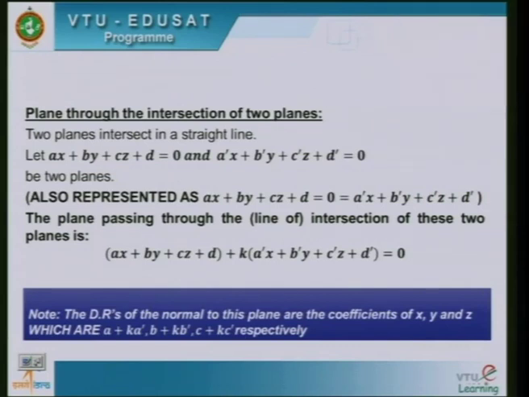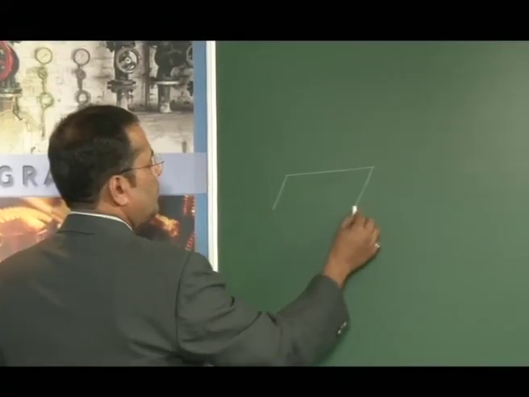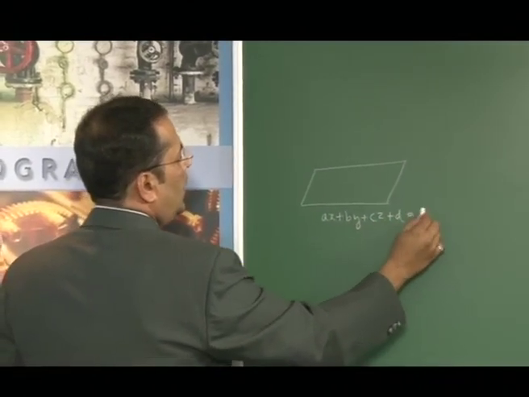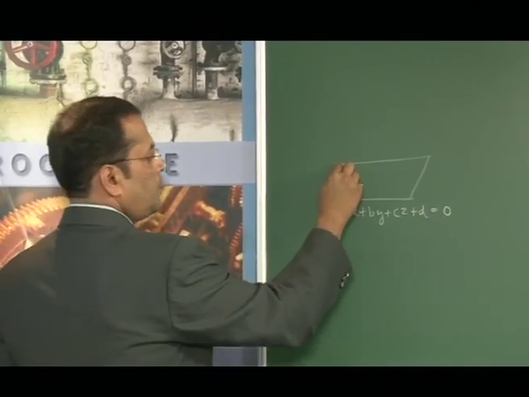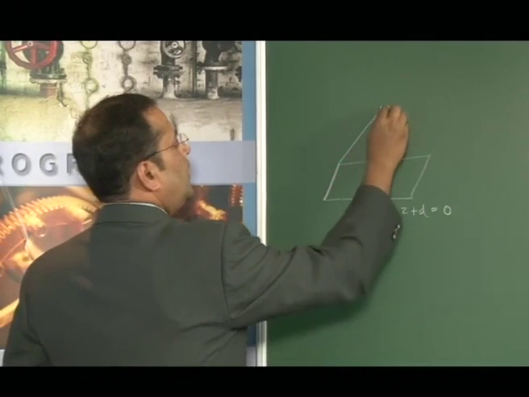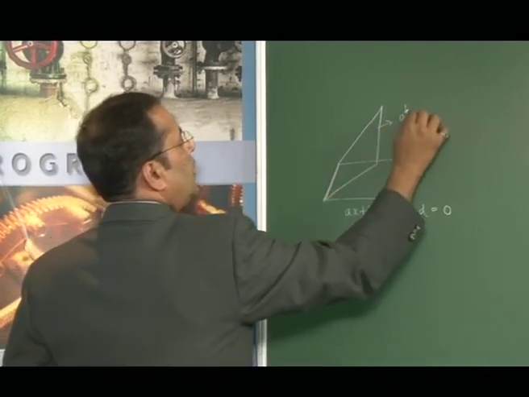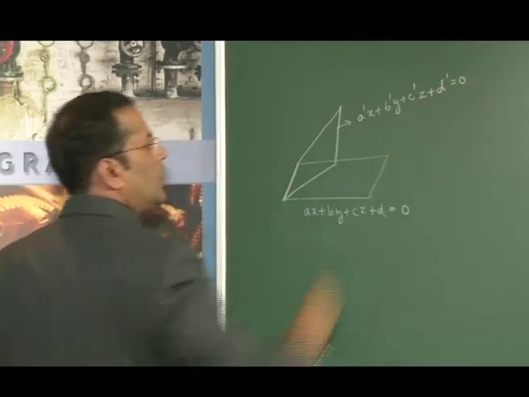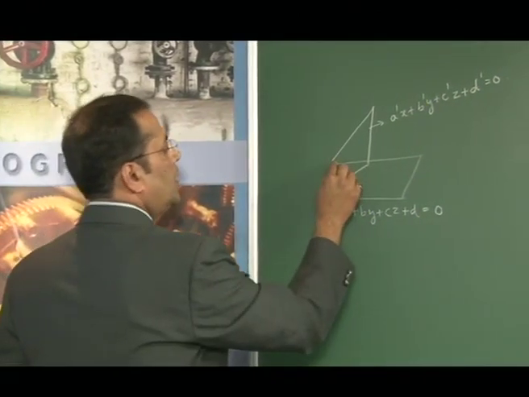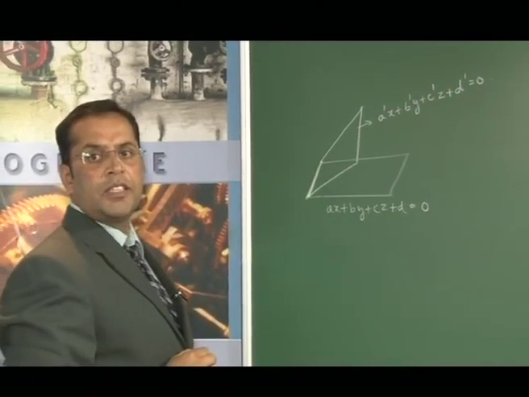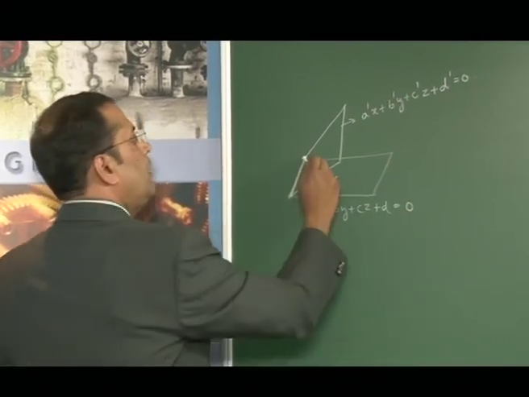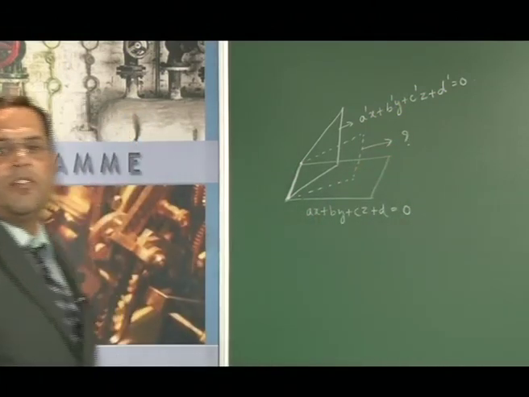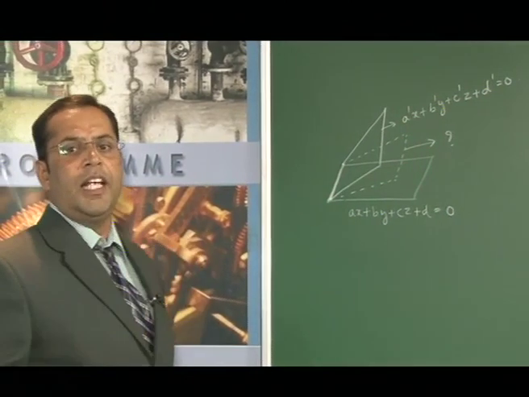The concept is like this. You have a plane which is represented by Ax plus By plus Cz plus D equal to 0. Through this line, there is another plane like this. That plane is given by A dash x plus B dash y plus C dash z plus D dash equal to 0. Now, what we require is the plane through the intersection of these. What is the plane that passes through the line of intersection of the two planes? This is the plane we are trying to find.